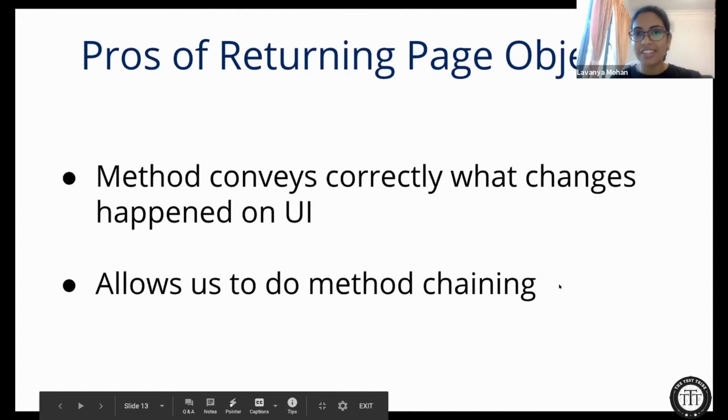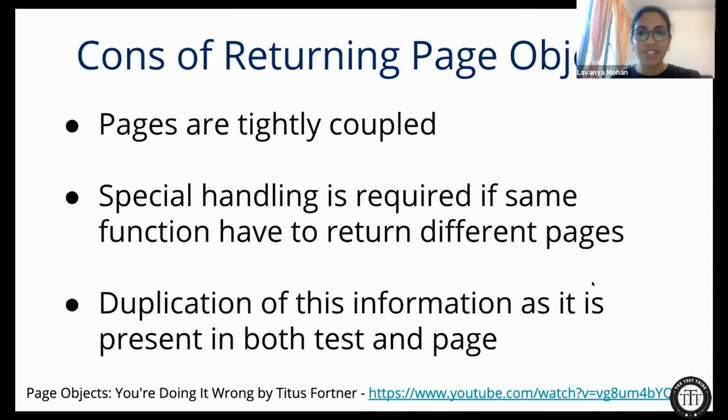But remember, there are also some cons. So let's see what they are. The pages now become tightly coupled. What does that mean? The home page, for example, will know about the search results page. And maybe the search results page will know about the book details page. So the pages are just tightly coupled. They know about each other. And maybe sometimes we might need to do special handling.